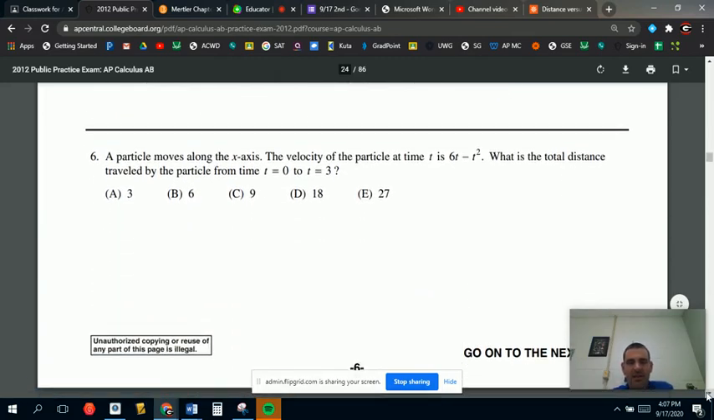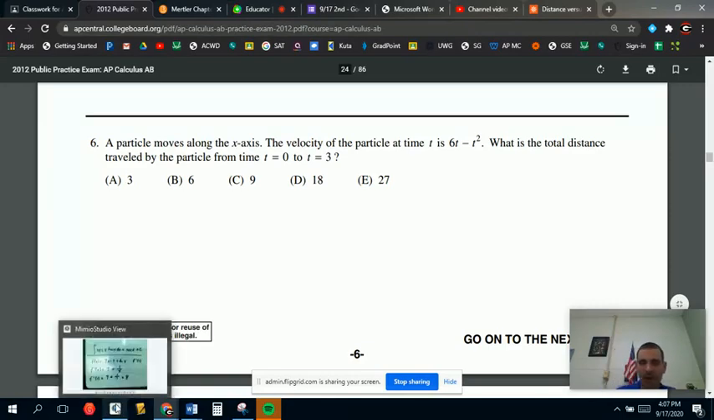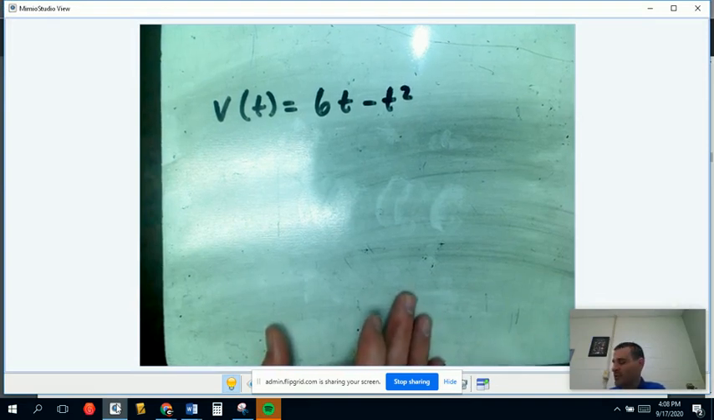Number 6. Okay, so a particle moving along the x-axis, total distance. Now, total distance can be difficult based on how that function does. So let's see if it stays above the x-axis or not. So we've got 6t minus t squared. Okay, so let's go to the board here. What we want to know is the total distance from t equals 0 to t equals 3.